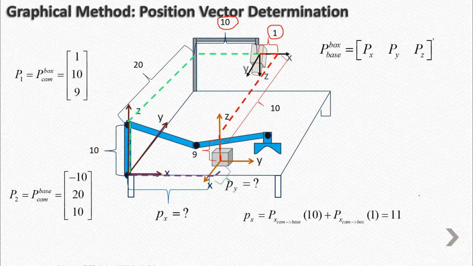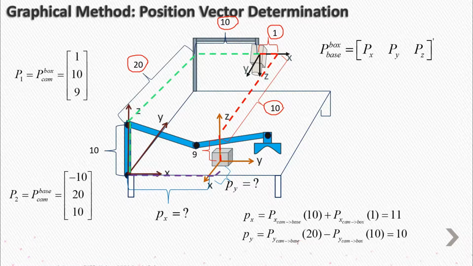Okay, so how about the py? Okay, py is the coordination for the base to box at the y axis. So at this point, what is involved are the P1 values here and the P2 values here. So between these two, the position of py is the difference between P2 and P1. Okay, so here we take the cam to base minus the cam to box, so it will make the PY 10.